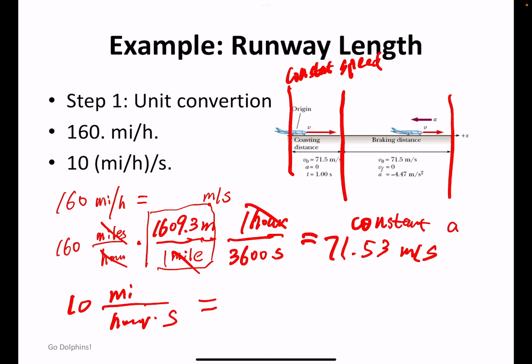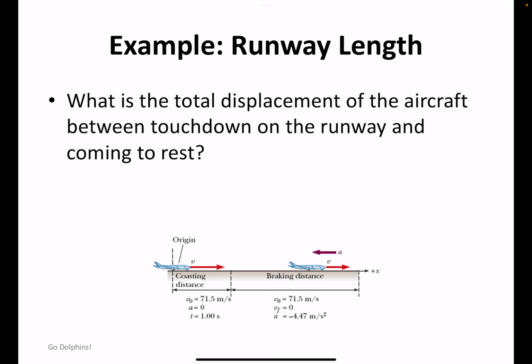I'm not going to do this conversion step by step, but just present the answer, which should be 4.47 meter per second squared. That's the acceleration. And notice the acceleration is in the opposite direction of the speed. If speed is in the positive x direction, then acceleration should be negative. Okay, now we solve this one.